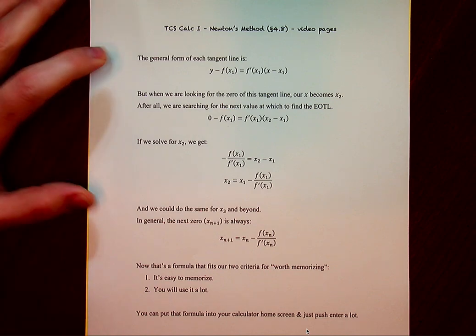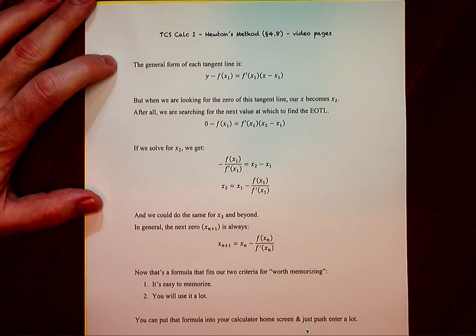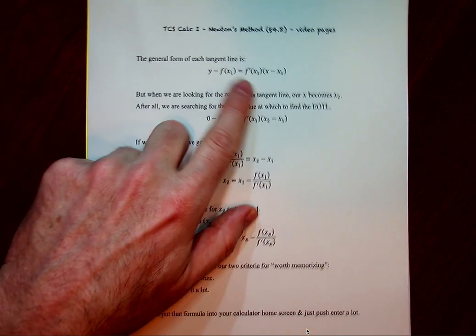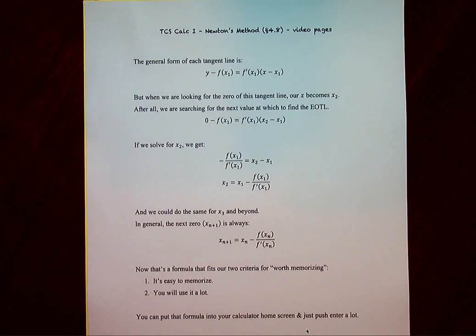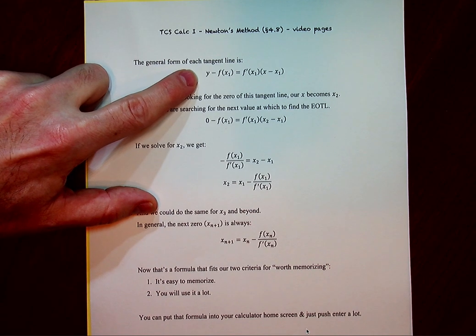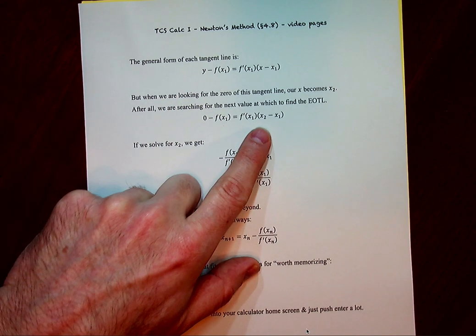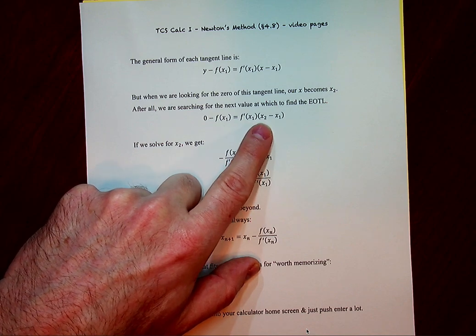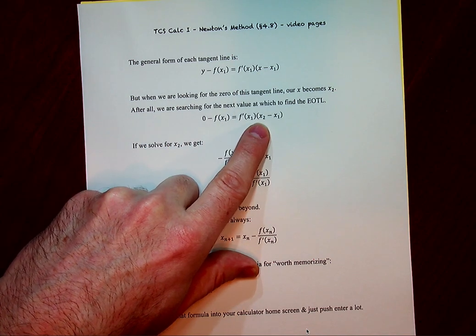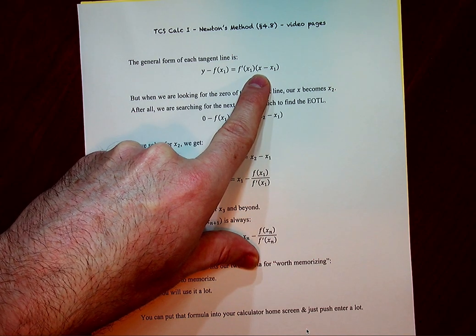So we need to remember that the general form of the tangent line is y minus y1, or in this case, f of x sub 1, and the slope is f prime of x sub 1, and this is x minus x sub 1. Now, if we're looking for the zero of the tangent line, we simply need to plug in 0 for the y, and then we need to solve for this x sub 2, right? Because that's the value that I'm looking for. That x turns into x sub 2 because that x is what I'm solving for.